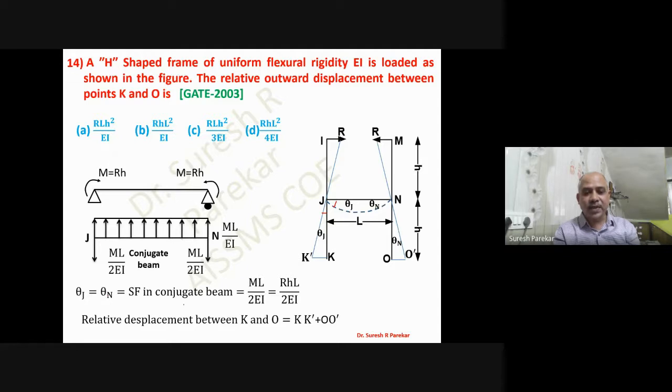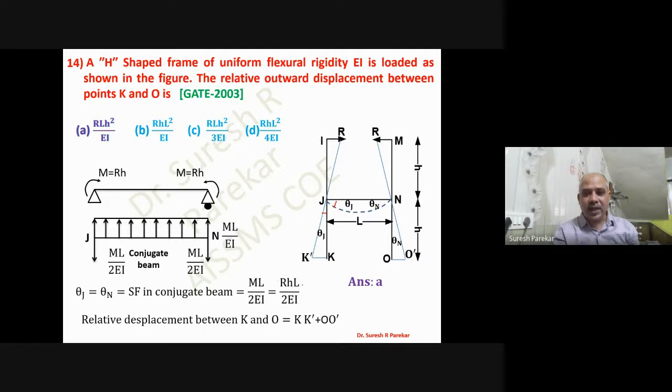So theta j from this, we are going to get the shear force, which is ML upon 2EI. But what is M? R into h. So we have substituted M as Rh and we will get this value. Now, I just mentioned kk dash plus o dash because these both are coming inside. So this k and o go outside. And this we are going to calculate, you can see over there.